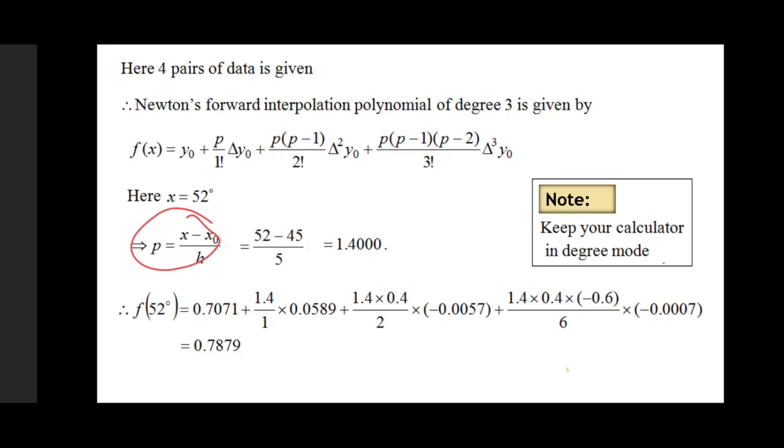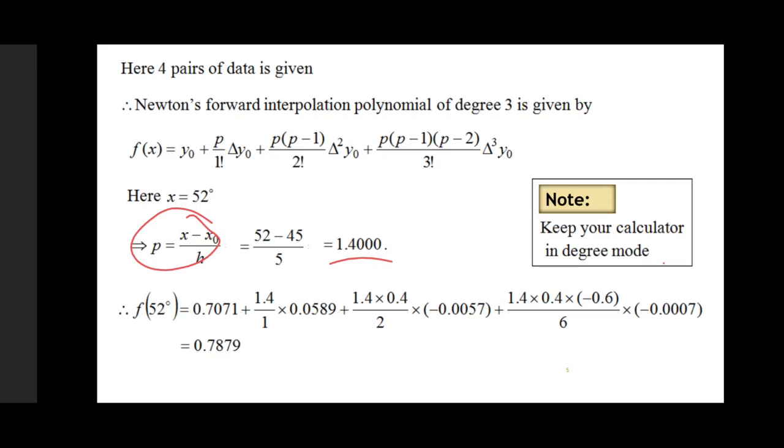First we need to calculate the value of P. P equals x minus x naught by h. The required value of x is 52 degrees. The first x value is x naught equal to 45 degrees and the common interval h is equal to 5 degrees. Substituting these values, the value of P is 1.4. Now substitute all the known values into Newton's forward interpolation formula.